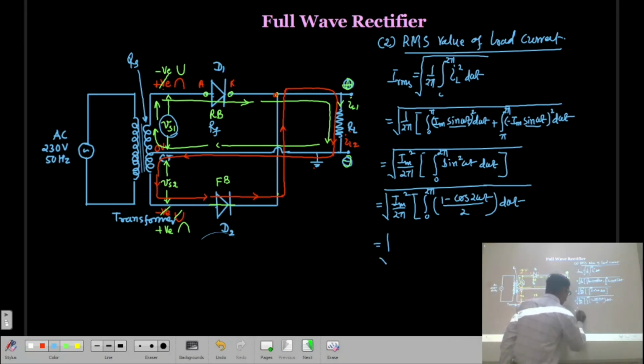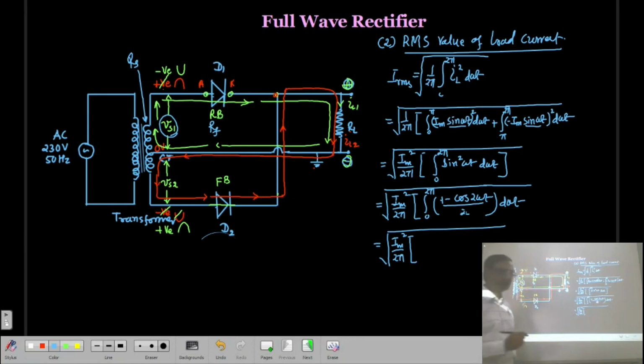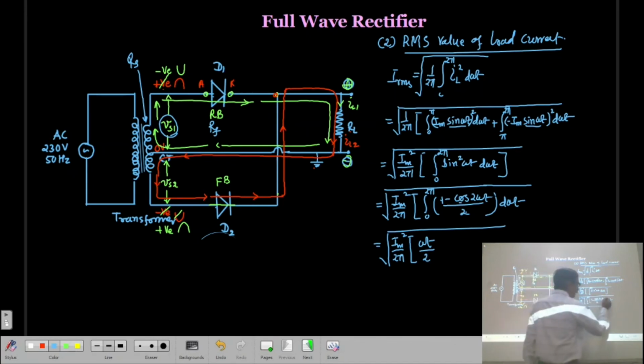This is equal to under root of Im square by 2 pi. Then if I take the integration of 1 by 2, it will be omega t divided by 2. And the integration of cos 2 omega t will be sin 2 omega t divided by 2 into 2, that is 4, and the limit is from 0 to 2 pi.